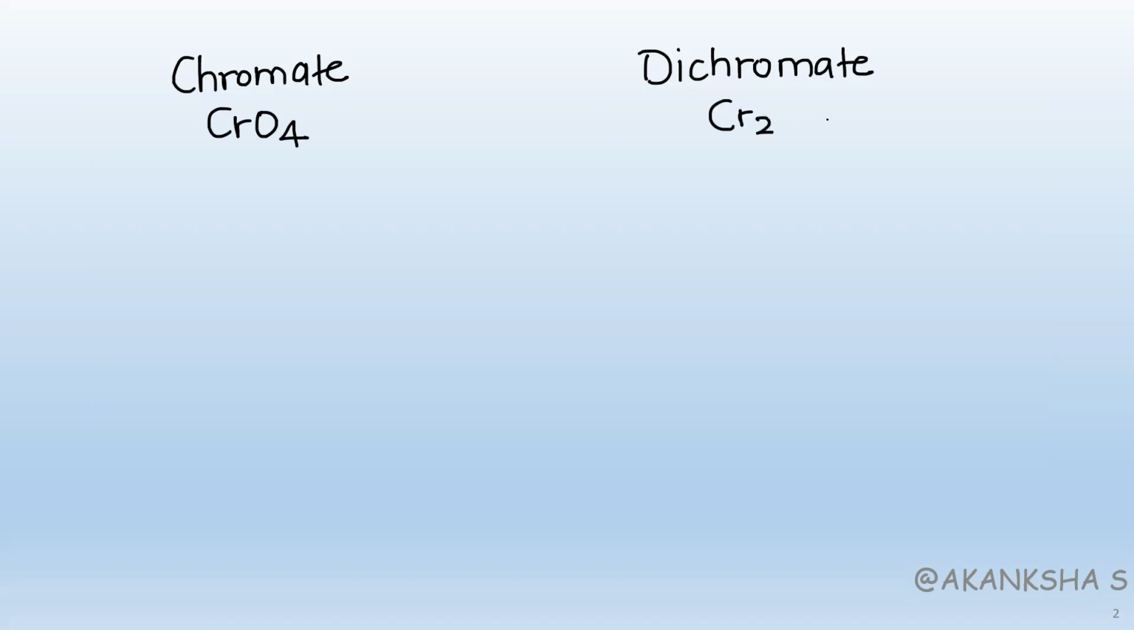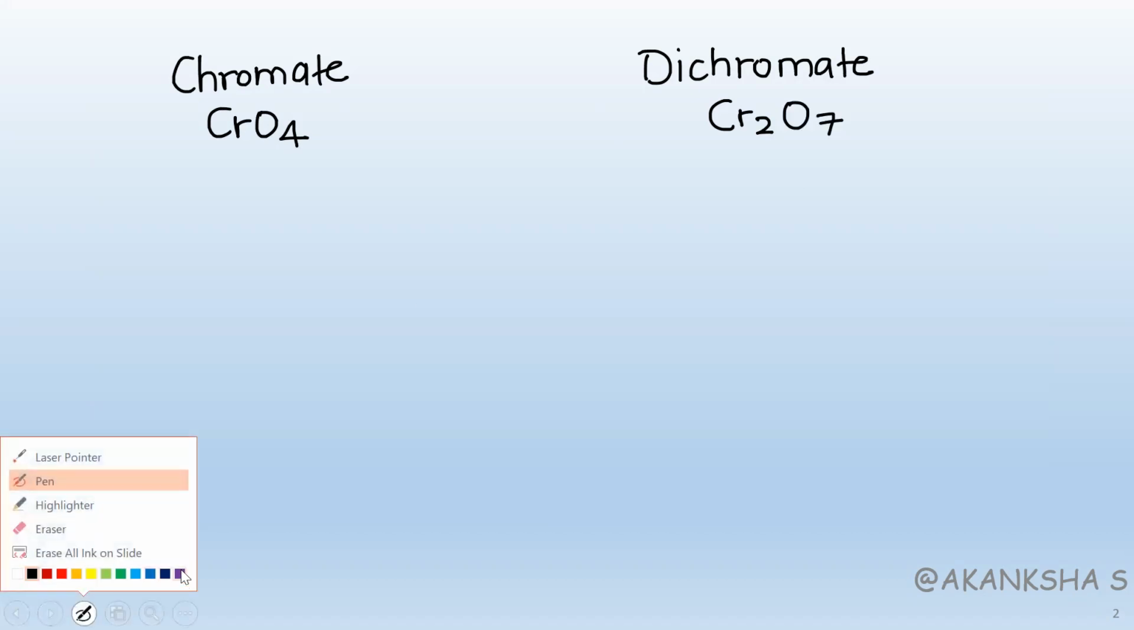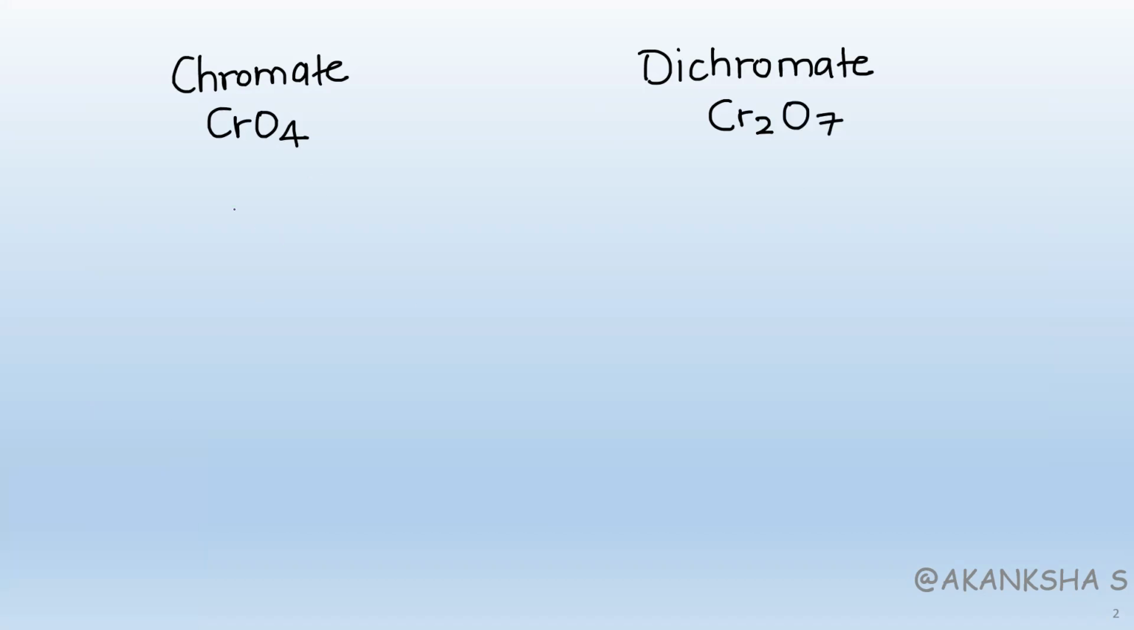We have chromate ions and dichromate. The basic difference between both the ions is definitely the representation, that is CrO4, only one chromium in chromate, whereas in dichromate, as the name suggests, we have Cr2O7. How do we represent the nature or the structure of chromate?